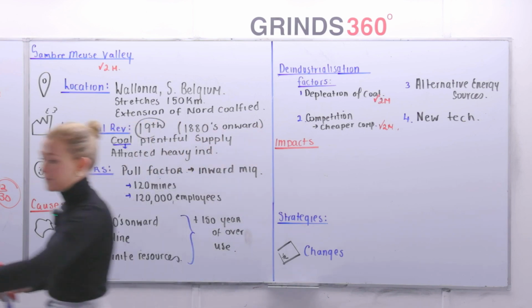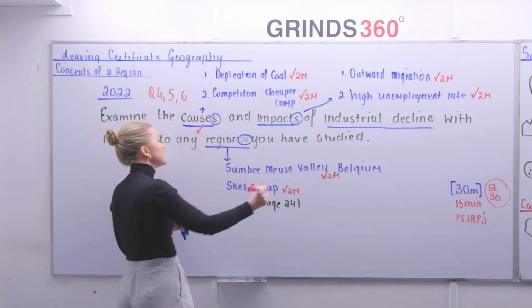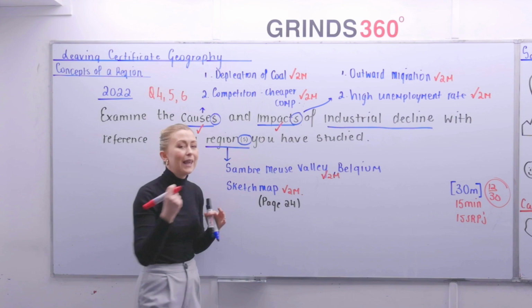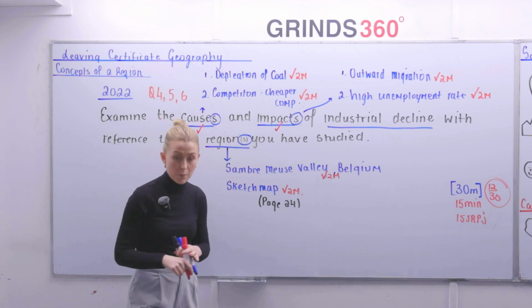What's the next thing our examiner asks us about? Well, the next thing our examiner asks us about after our causes is our impacts. Let's look at the impacts of industrial decline in the Sambre-Meuse Valley next.